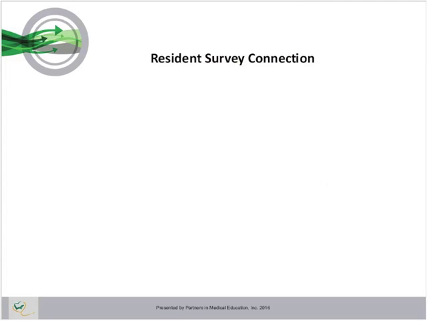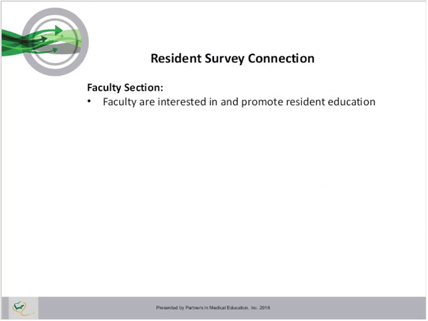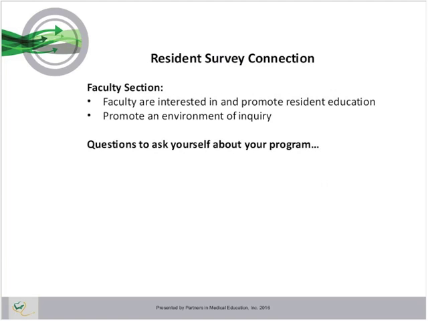So let's look at the connection between didactics and the requirement for didactics and the resident survey. We know how important the resident survey has become. Those who have received citations recently often see resident survey data as one of the parameters for the citation. So what is it on the resident survey that might be linked back to didactics and the quality of didactics? Well, in the faculty section, we have these questions. Faculty are interested in and promote resident education. And then there's this one: promote an environment of inquiry. Here are some questions to ask about your program if you perhaps got some low scores in these particular areas.